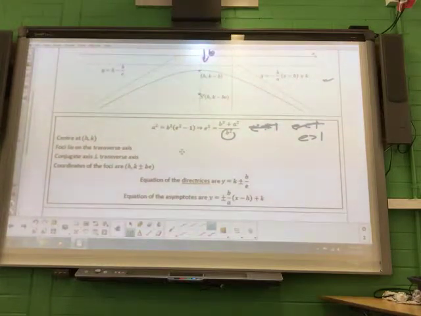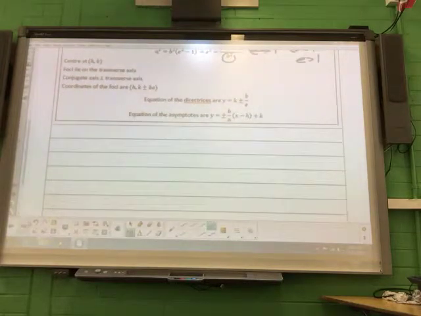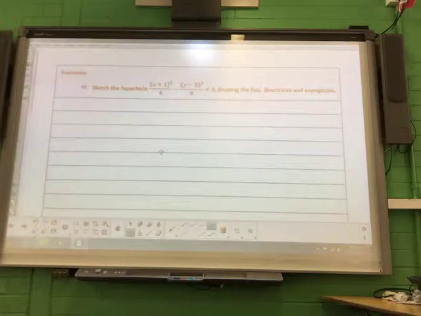Right, same sort of conditions, what happens when you have the centre shift, and that again is all in your notes in there. Right, any questions on the interpretation of that? Right, let's try a couple of questions. Right, so we want to sketch that hyperbola. We need to show the foci, directrices and asymptotes.